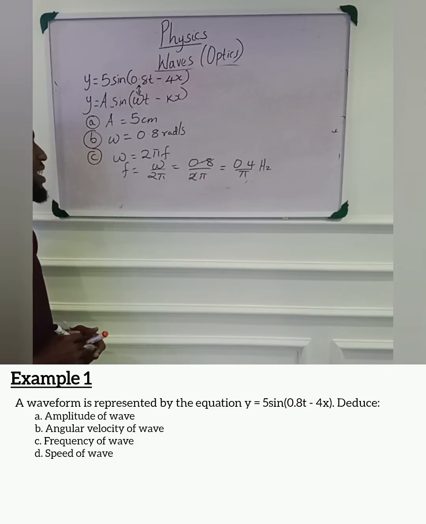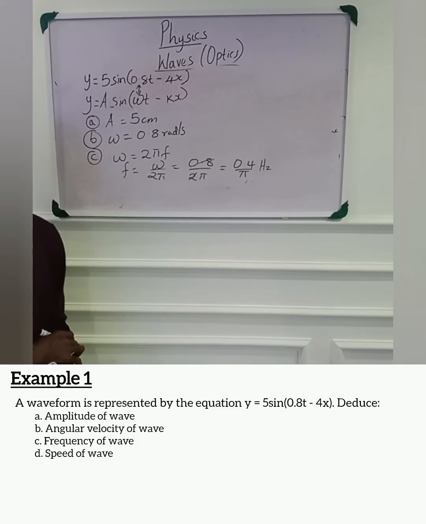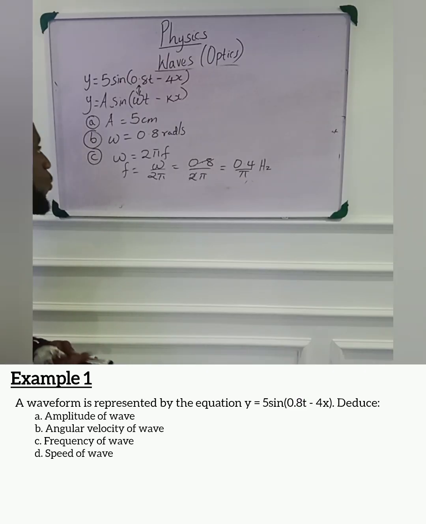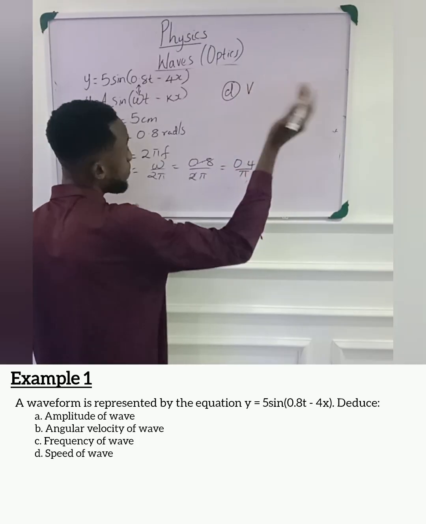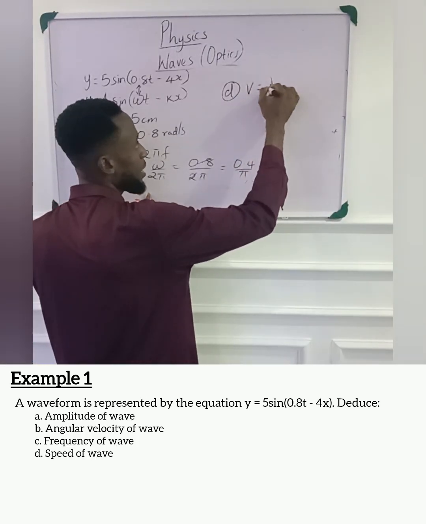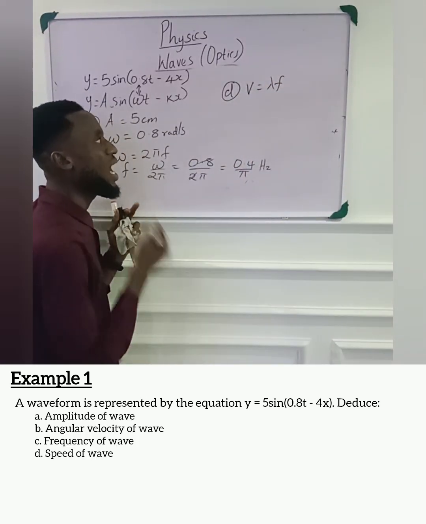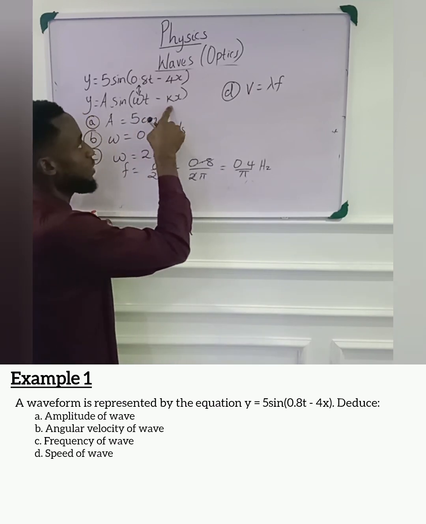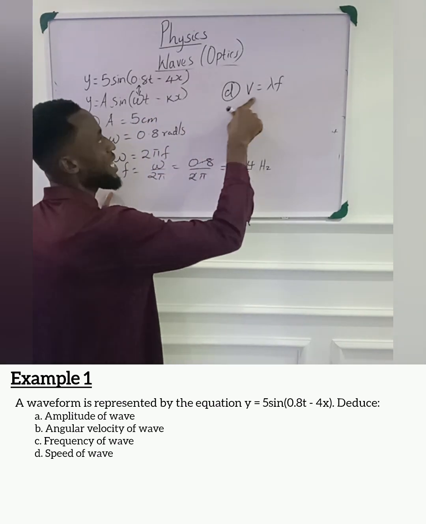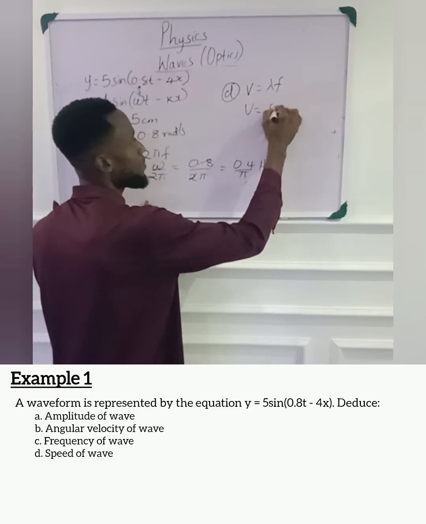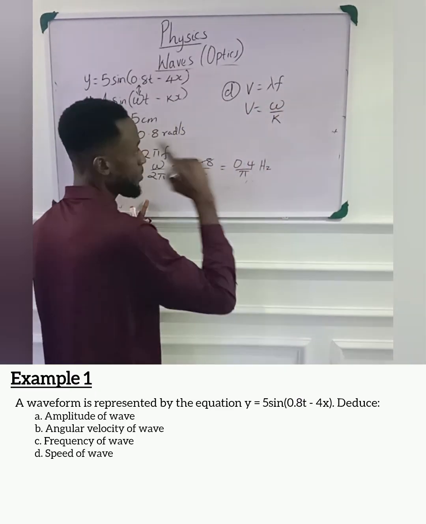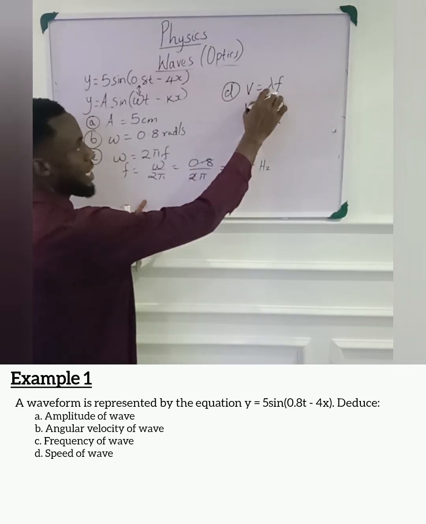The last but not the least is now the speed of the wave. I've not given you the second formula for wave, but the second formula says that velocity or speed of wave is simply lambda times frequency. And in that equation I gave to you, if you do omega over k, you will get exactly lambda times frequency.